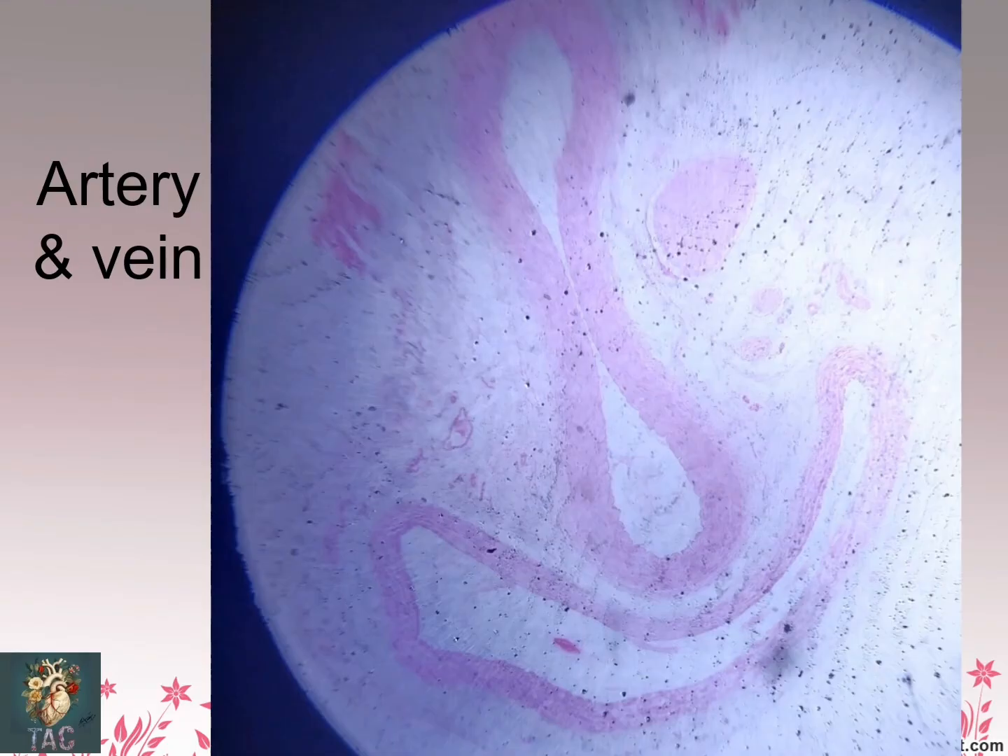This is another section of the artery and the vein. This is the section of the artery and this one is the section of the vein, and you can differentiate between the two by the amount of the tunica media, which is thicker over here. This is the section of the nerve, a slightly blurred slide.